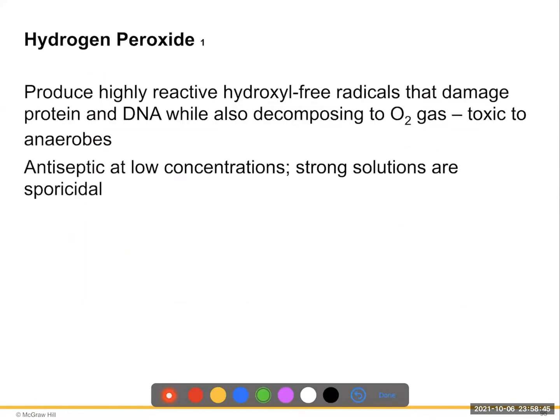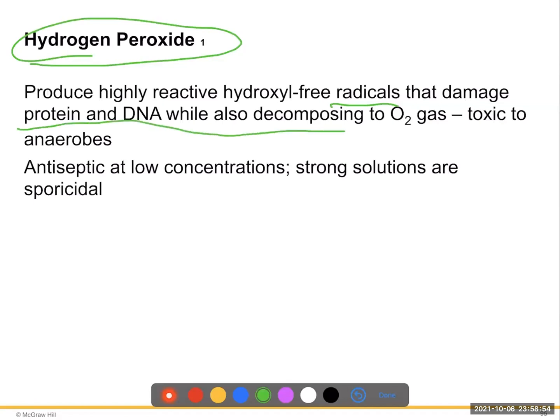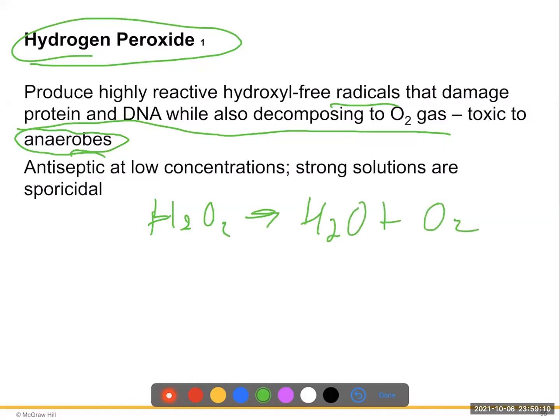Hydrogen peroxide, very unique compound. It produces highly reactive hydroxyl free radicals that damage protein and DNA, while decomposing to oxygen gas that is toxic to anaerobes. Anaerobes are bacteria that live without breathing oxygen. H2O2 is peroxide. It breaks down to water plus oxygen gas.